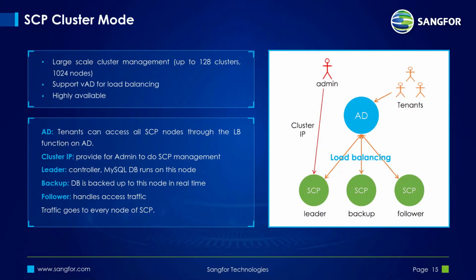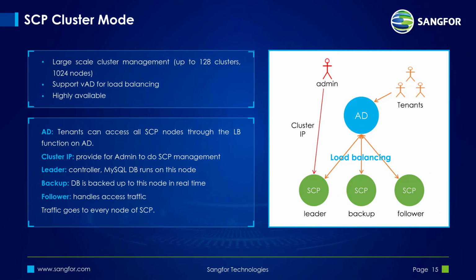SCP Cluster Mode. Like I mentioned, if you have a large deployment, let's say more than 10 clusters, then a single SCP may not be able to cope with the concurrency and throughput. So you need to deploy a cluster mode for SCP. Previously, this could not be done, but now with 6.7.0 being released, you are able to configure a cluster mode for SCP. You will have 3 nodes, 3 SCP instances.